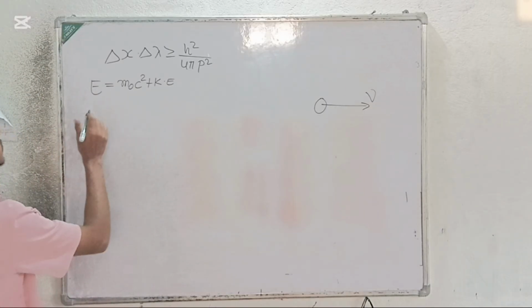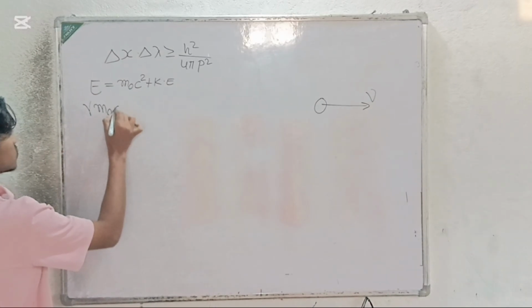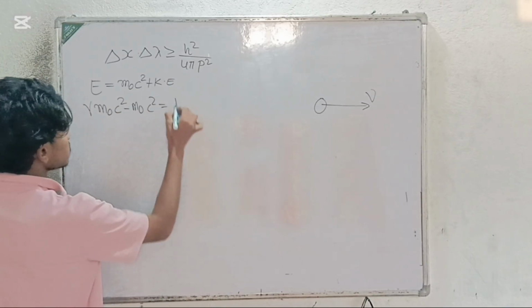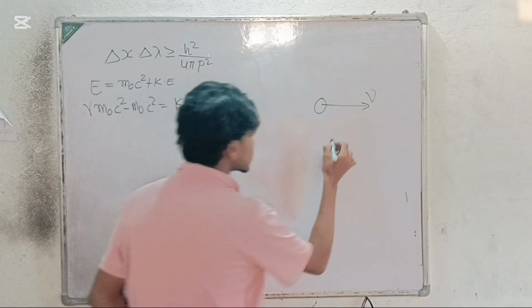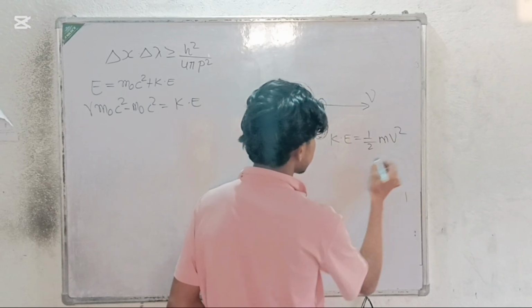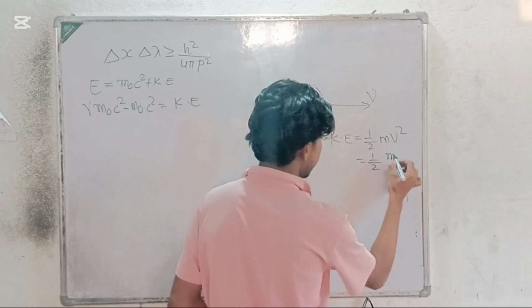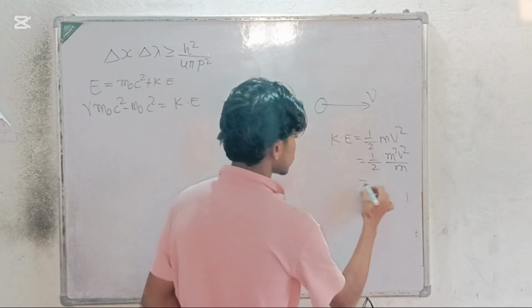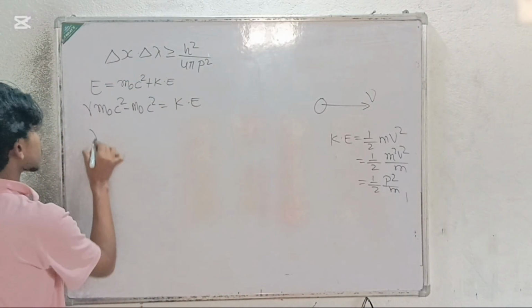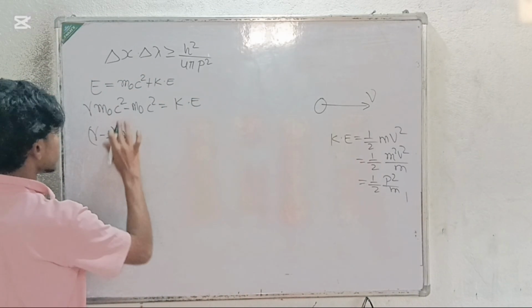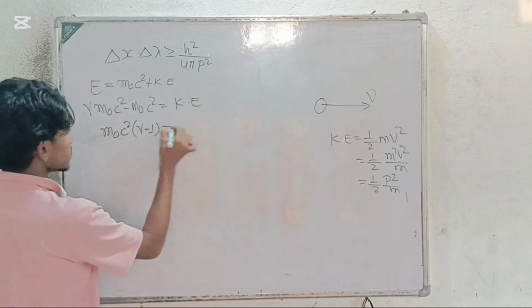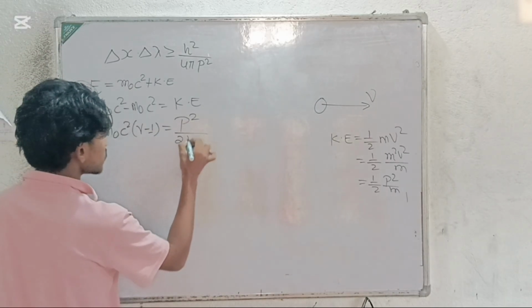So you can write your energy term as gamma m naught c square. Your energy will increase, and gamma times m naught c square minus m naught c square is going to be your kinetic energy. So you know that the kinetic energy is 1/2 mv squared. In terms of momentum, you can write it as m square v square over m, so you will end up getting 1/2 p square by m. So you can take common m naught c squared, and gamma minus 1 is equal to p squared over 2 m naught.